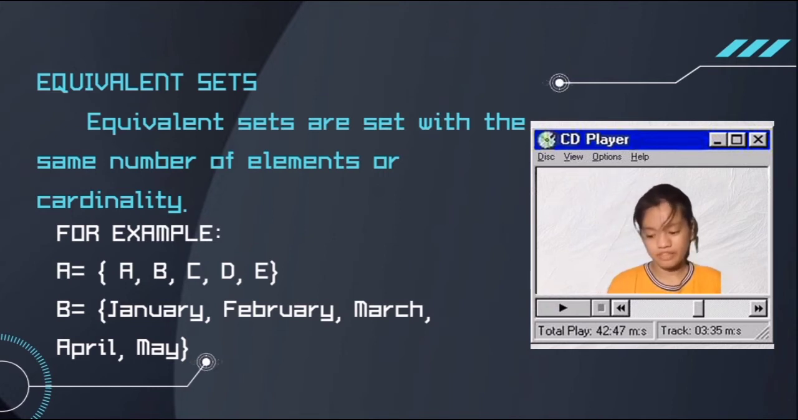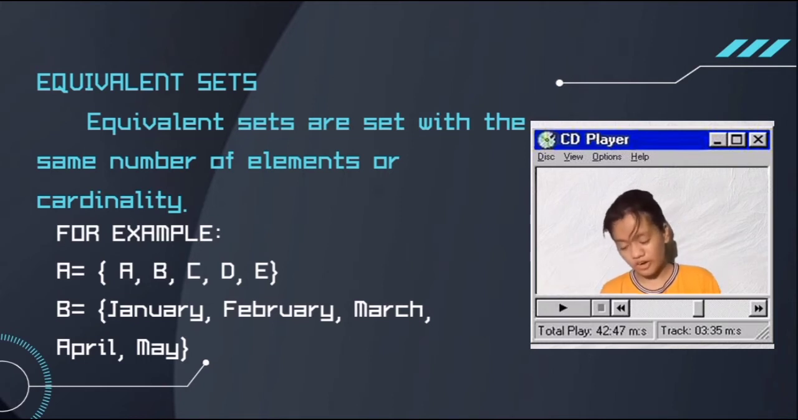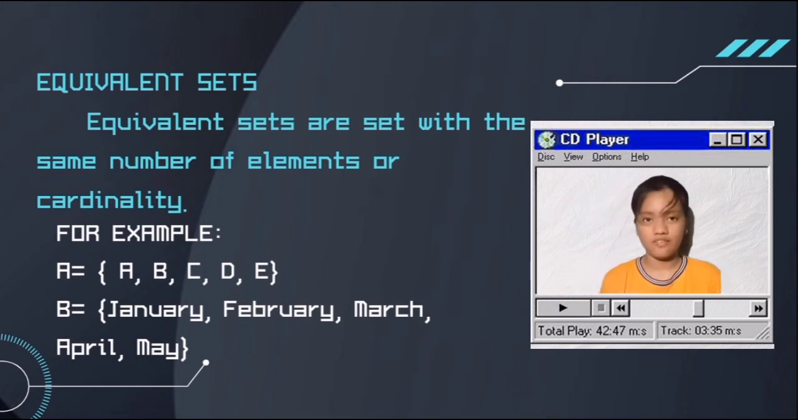Set A is equal to A, B, C, D, E, while set B is January, February, March, April, May. Even though sets A and B have completely different elements, set A comprises letters and set B comprises months of the year. They have the same number of elements, which is 5. Set A contains 5 letters and set B contains 5 months.